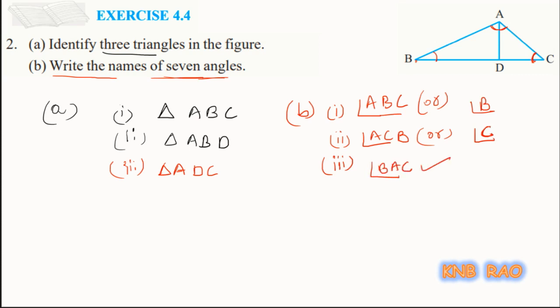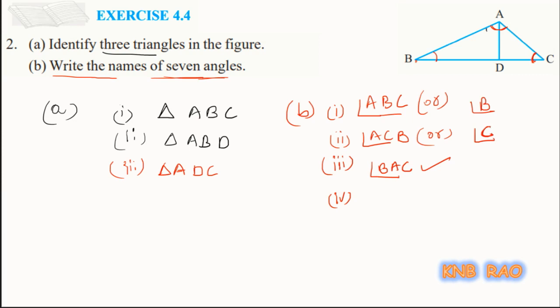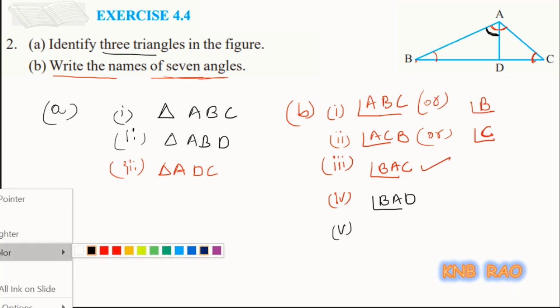So I must use only 3-letter notation to avoid the confusion. Fourth one, I am taking the subparts of it. At vertex A only I have one more angle, which I can call angle BAD. It is angle BAD.